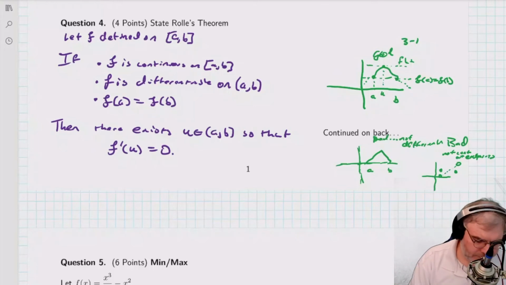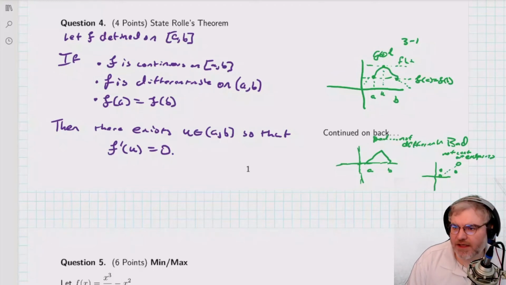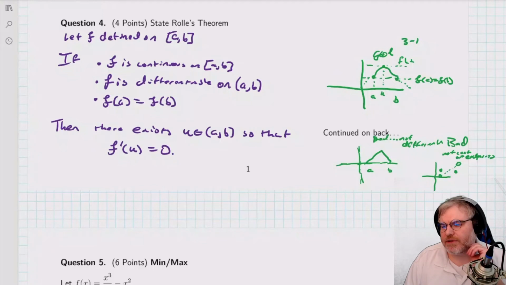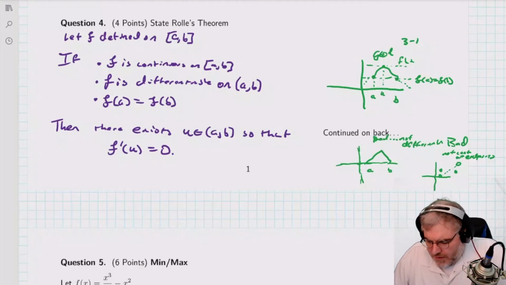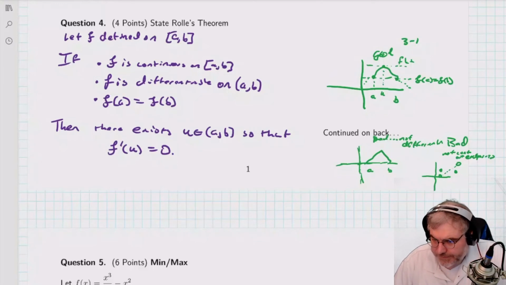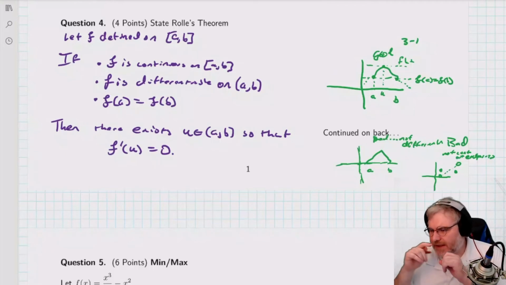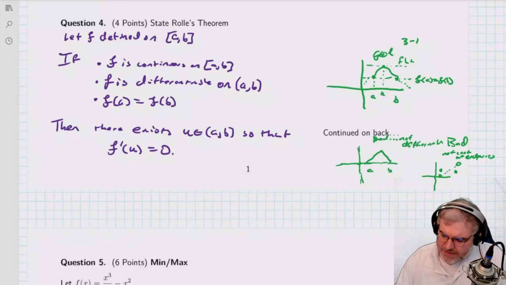Now this is Rolle's theorem. Stop and start. Are there any questions about that? That's f of a equals f of b. So the important thing here is that I have to have them equal. The idea is that there's some place where f prime is going to be 0.